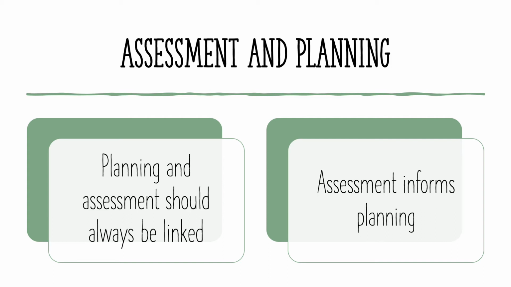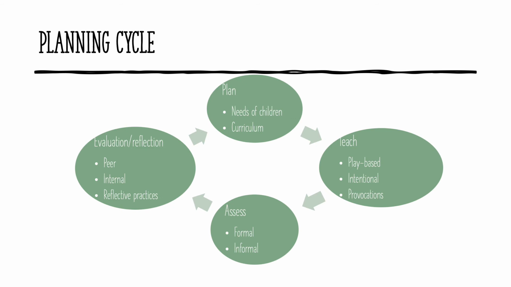We don't just plan without taking into account what the children can and can't do already. So we have to think, what is our planning and teaching cycle? We plan something based on the needs of the children as well as our curriculum. We teach play-based, intentional, and provocations. We create different things for the children. We assess how they've gone with the things that we've had as our intentional teaching or that's come out of the play-based environment. We can do that through formal and informal means. And then we go through an evaluation and reflection process.